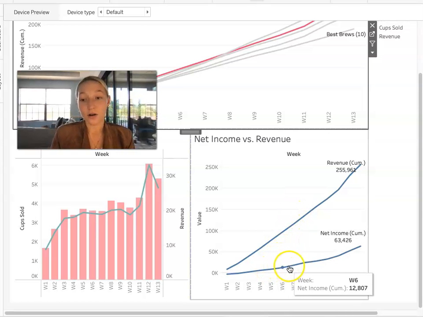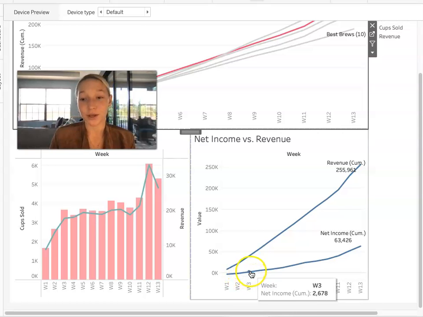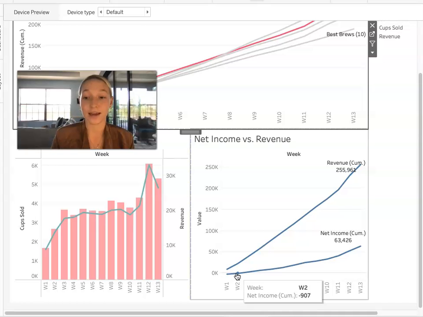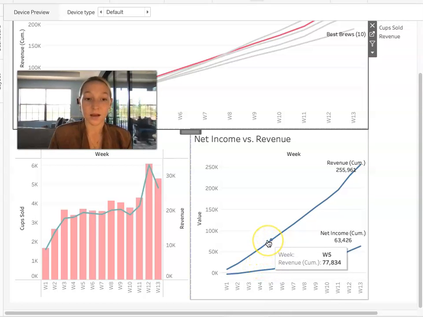Our income line also stayed very consistent and tells us that between week 2 and week 3 is when we actually started to receive an income, when we went from a negative $907 cumulative net income to a positive $2,678 cumulative net income. Overall, these visuals tell the story of a successful business and a positive experience.